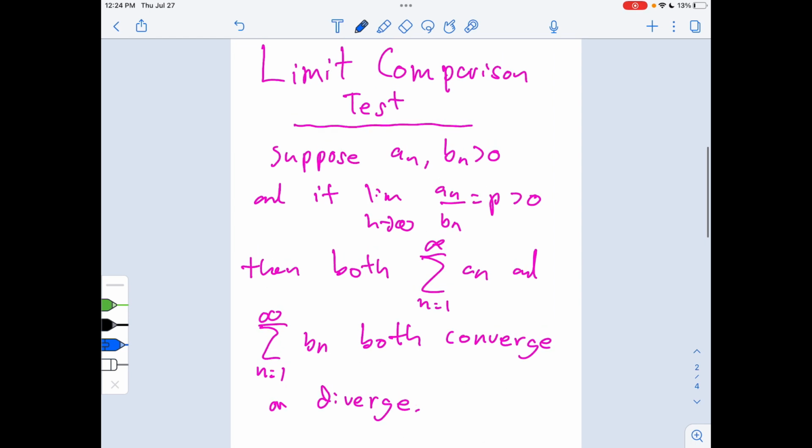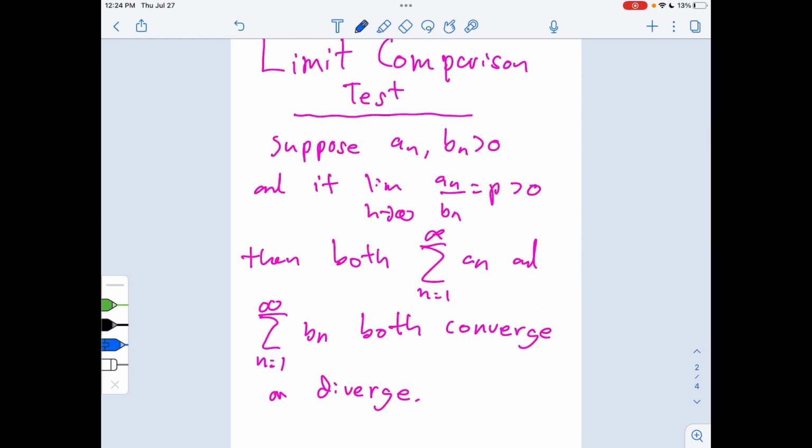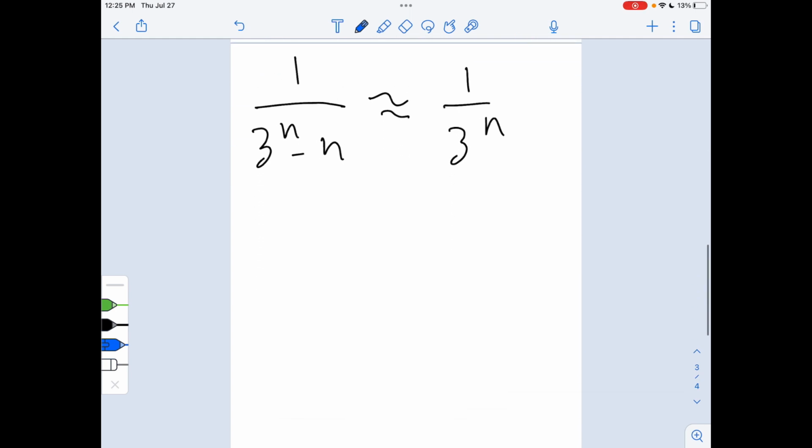The limit comparison test says that suppose you have two sequences that are positive, and the limit as n goes to infinity of the ratio of these sequences is equal to some number p, which is positive, very important, it has to be positive. Then both a_n and b_n converge or both diverge. So I have 1 over 3 to the n minus n, and the way this works is that you're going to compare this to 1 over 3 to the n, because as n gets really large, the only thing that really matters in 1 over 3 to the n minus n is that 3 to the n. n gets really large, but 3 to the n gets a lot larger.